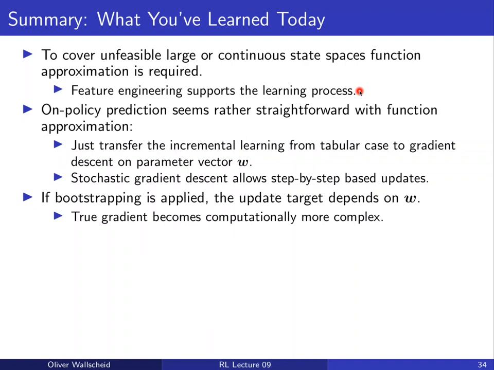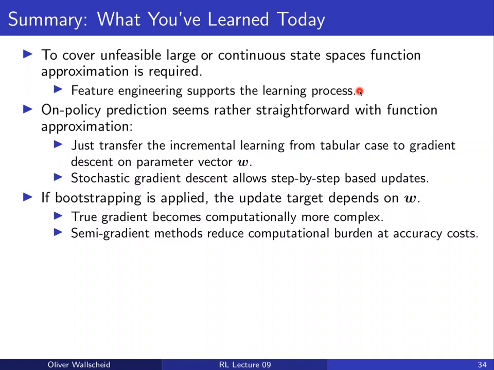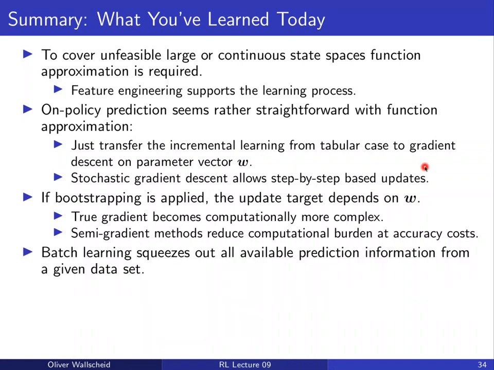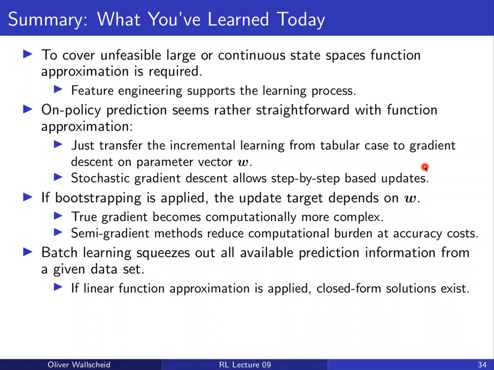And we have found that for the learning problem, if we apply bootstrapping, then the update target of V pi also becomes dependent on W, and so the true gradient becomes computationally complex. However, with semi-gradient methods, we reduce the computational burden at accuracy cost because we just neglect the part of the true gradient which is bootstrapped. Batch learning was then the last point for today. Here we are trying to get all available information squeezed out of a given data set. If the function approximator which should be learned here is linear, then we can get a closed-form solution, for example LSTD, or also in a recursive fashion. However, of course, again, the batch learning data set which we are working with has to be representative and consistent.